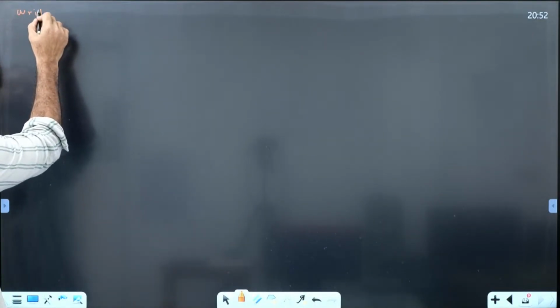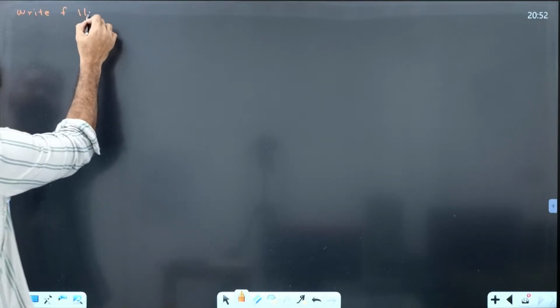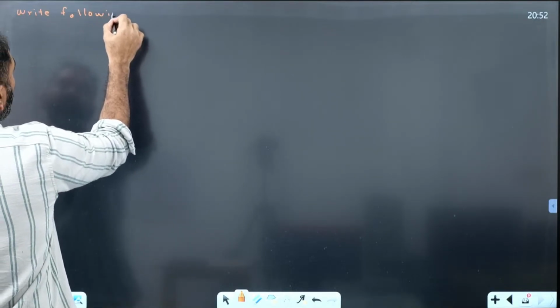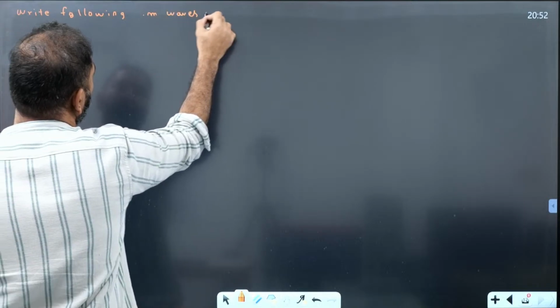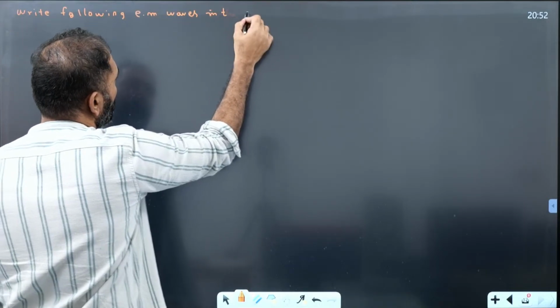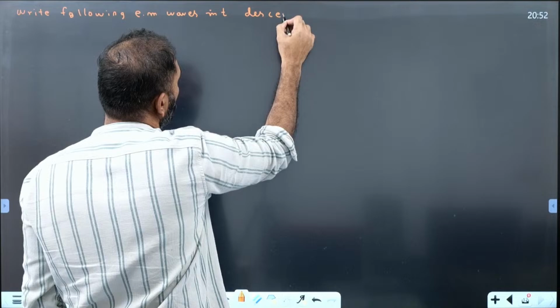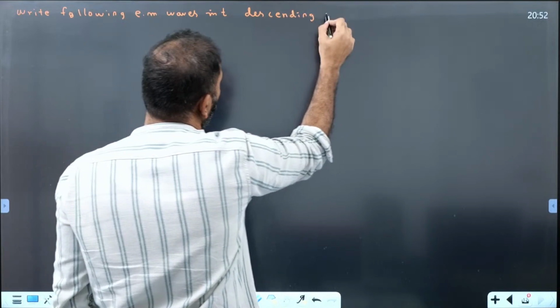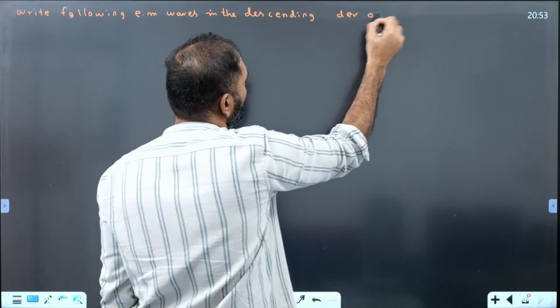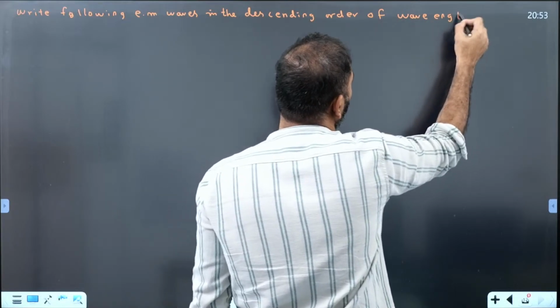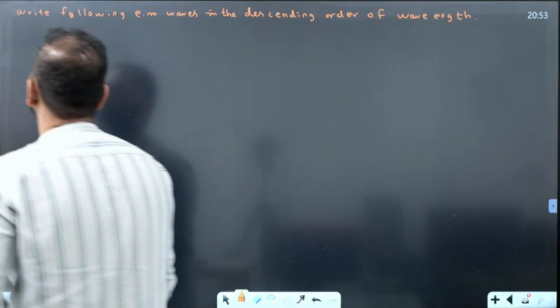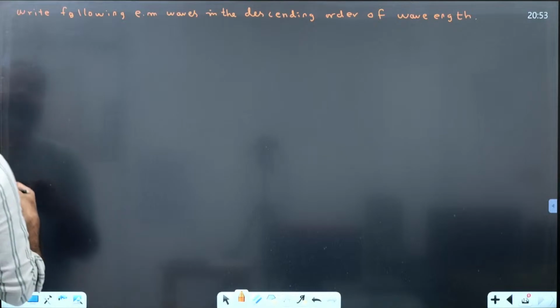Write the following EM waves in the descending order of wavelength. Descending order of wavelength. So what should be the first one? Descending order of wavelength means what?